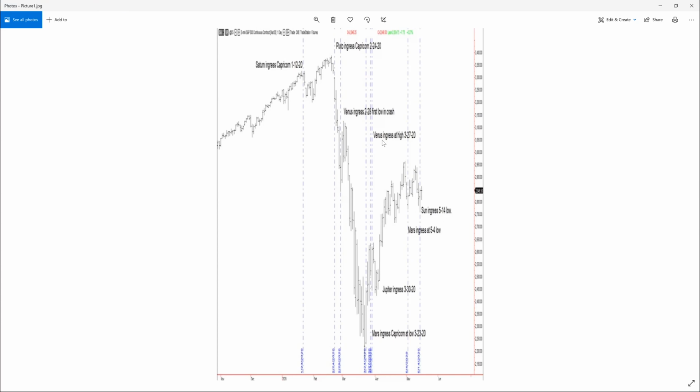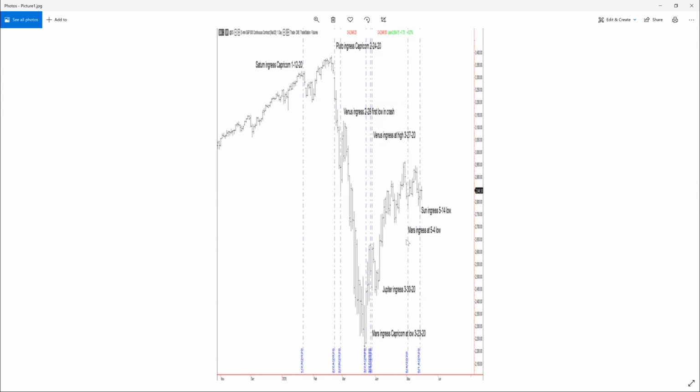Then we have Venus ingress at the high, 3/27, and Mars at the low, and Jupiter at the high: 3/23, 3/27, 3/30. You can see on 3/23 you have Mars at the low, and on 3/27 you have Venus at the high. You have a weekend wrapped in between there. That's why the Jupiter ingress 3/30 line is right next to the Venus high, because it comes in on a Friday and a Monday, and it pushes the market back down for another 3 days.